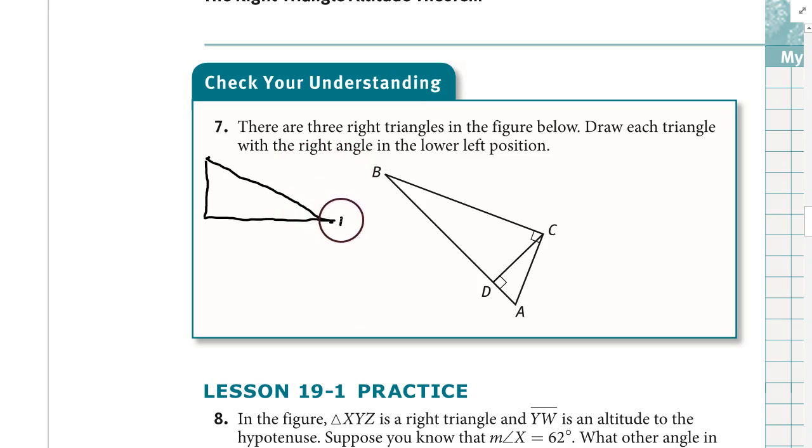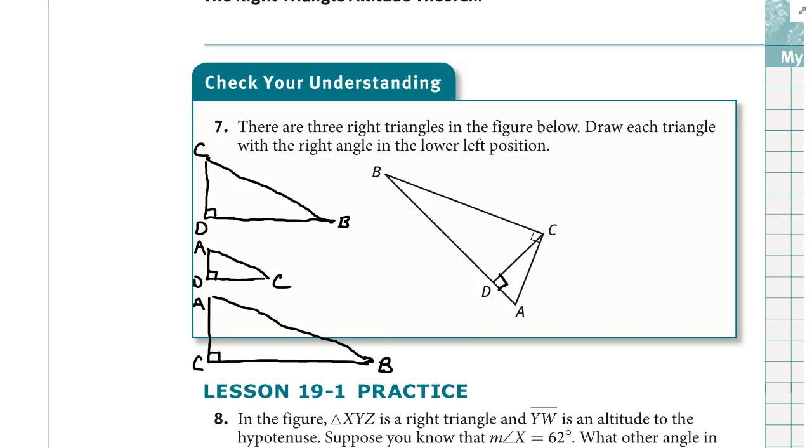This would be angle B, this one here would be the C, and this one here would be the D, which has the 90-degree angle box in it, right? It's the D that has the 90-degree angle box. Next, I'm going to pause the video so you can draw the small triangle, again with the right angle in the lower left position, and draw the largest triangle with the right angle in the lower left position.